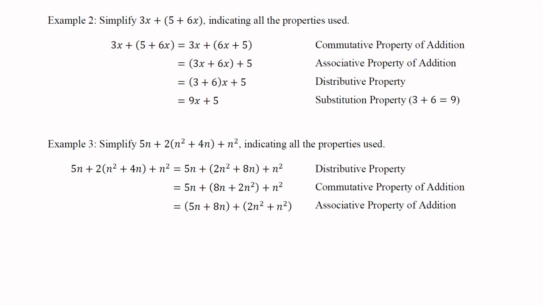That puts our 5n plus 8n together and our 2n squared plus n squared together. So this is essentially combining our like terms or grouping our like terms using the associative property. And then finally, we're going to use distributive property and substitution property to finish out our simplification.